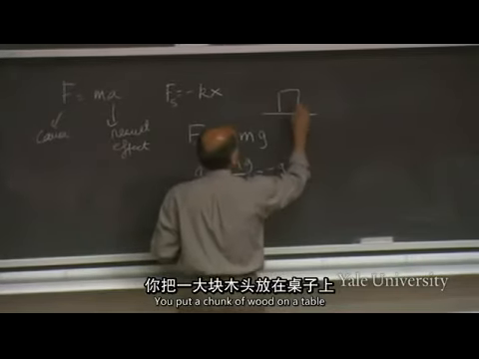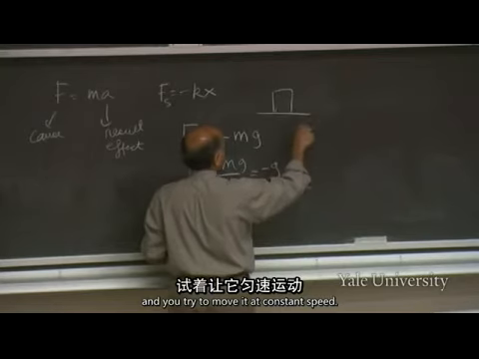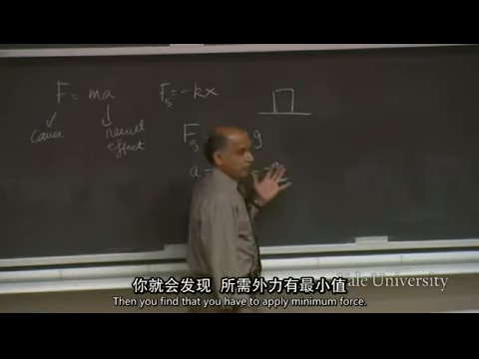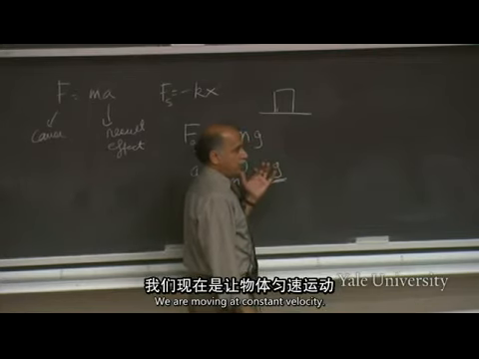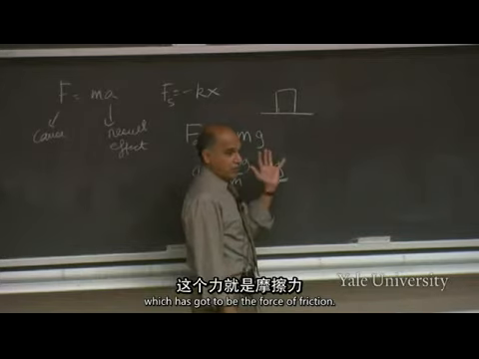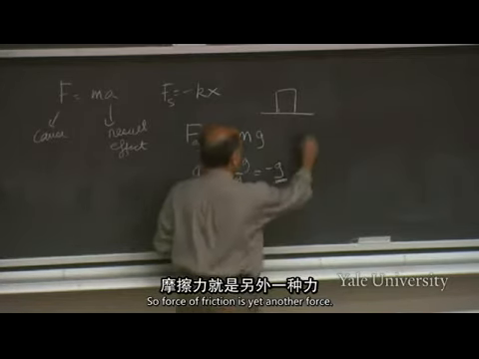You put a chunk of wood on a table and you try to move it at constant speed, then you find that you have to apply minimum force. But you're moving at constant velocity. That means the force you're applying is cancelled by another force, which has got to be the force of friction. So force of friction is yet another force.